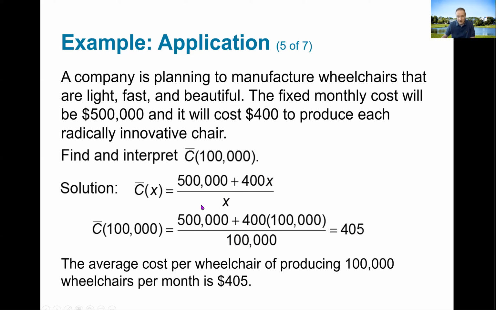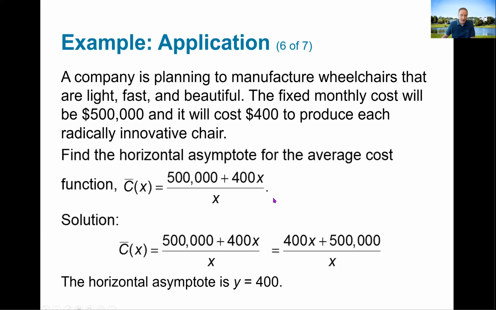You can easily see that if you look at your function. You say, oh, the degree of the numerator is 1, the degree of the denominator is 1. The horizontal asymptote is going to be at the ratio of the leading coefficients, which would just be 400 over 1. That's what I'm asking on the next page. If I say find the horizontal asymptote for this average cost function, you'd say the horizontal asymptote is 400.